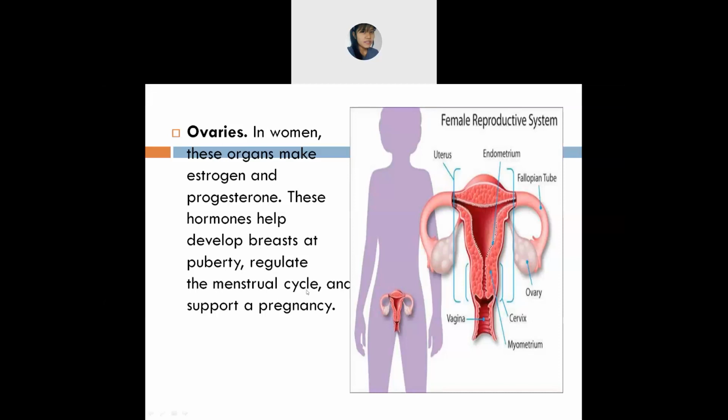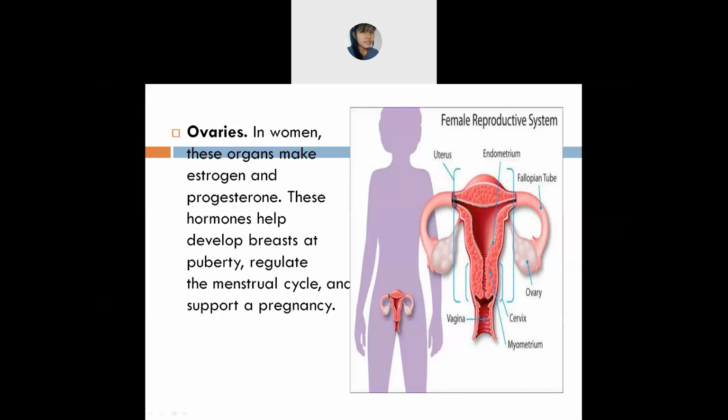And they regulate the menstrual cycle also. All the reproductive system parts are included here, for example increasing the size of the breast, then regulating the menstrual cycle. These hormones are responsible for it, and they will also support pregnancy, meaning they will help you in bearing a child.